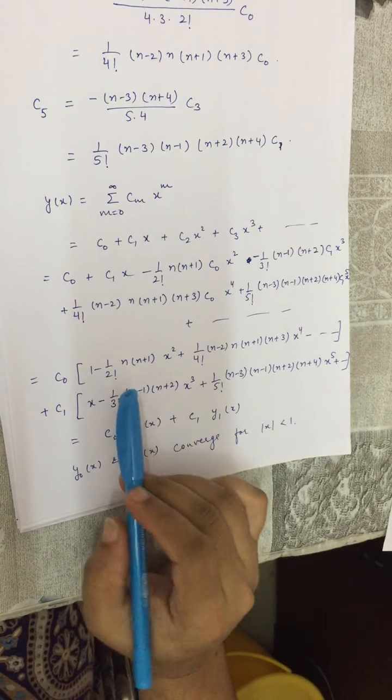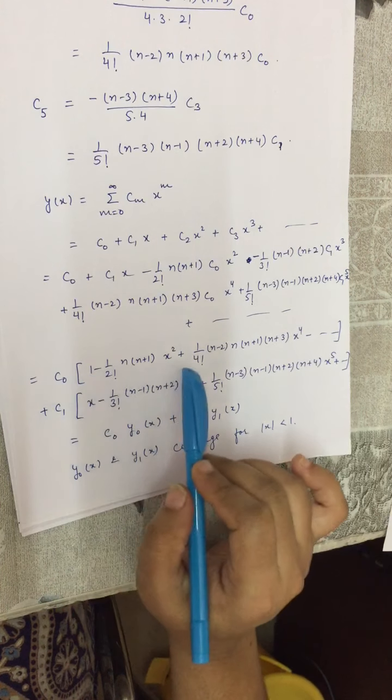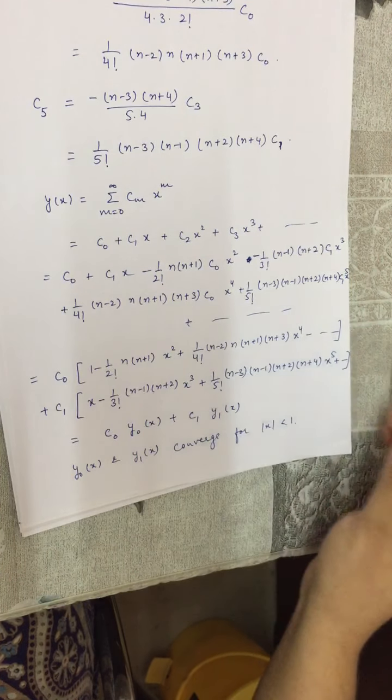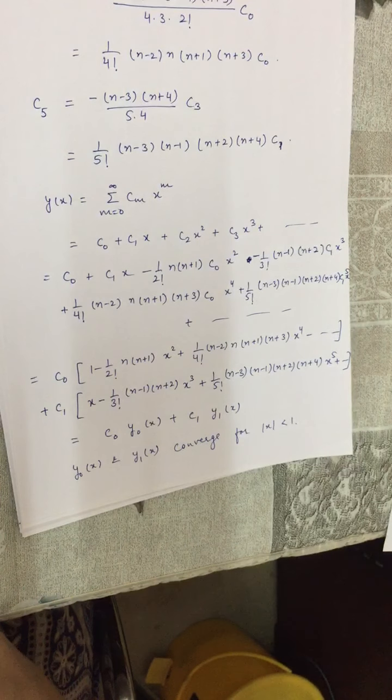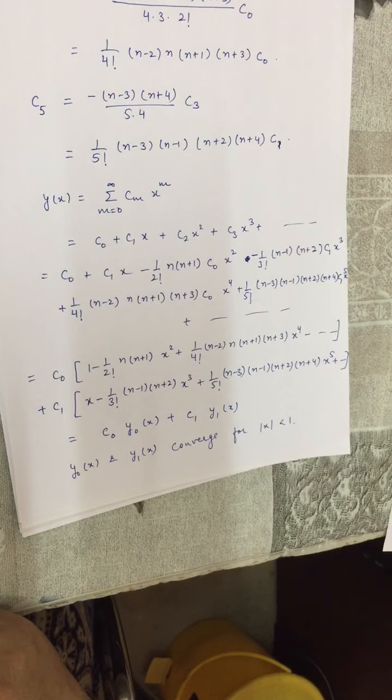Now we can notice from this that y0 contains only even powers of x, the constant term, the term containing x square, x raised to 4, and so on, and y1 contains only odd powers of x. So the two solutions y0 and y1 are linearly independent of each other. Since y0 contains only even powers of x and y1 contains only odd powers of x, they are linearly independent solutions. That means these two functions give the complete solution of Legendre's equation.